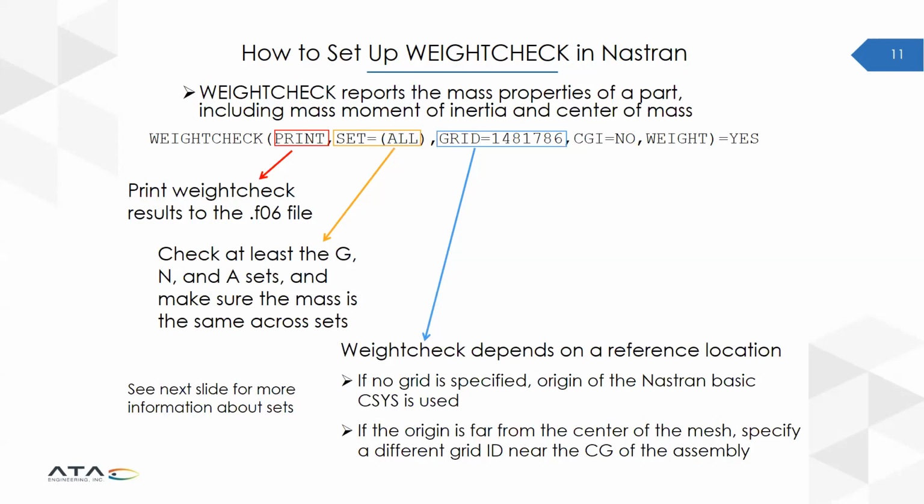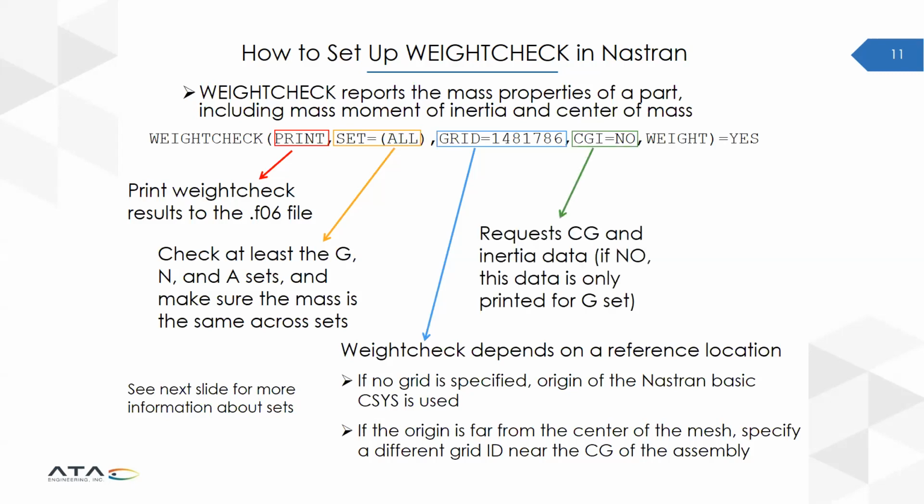And then the reference location is important because the weight check depends on that location. If you don't specify a grid or a node, it'll just use the origin of the Nastran coordinate system. But if your origin is really far from the actual center of the mesh, then you'll want to pick a node that's closer to the CG and use that as the reference point.